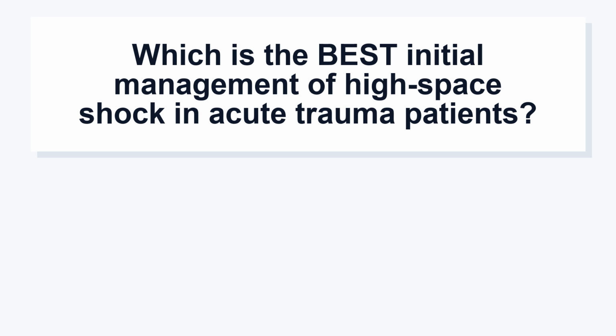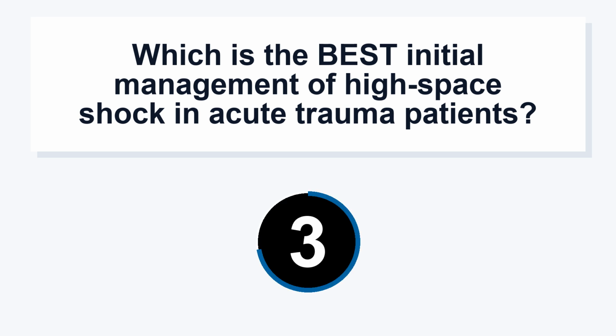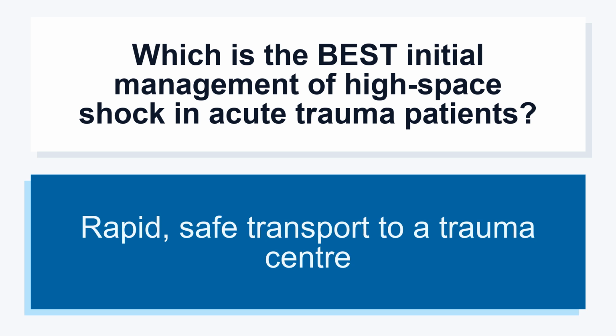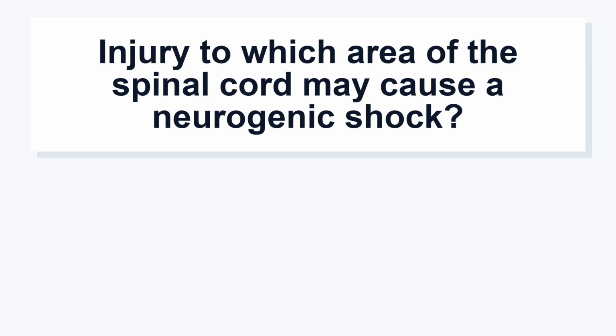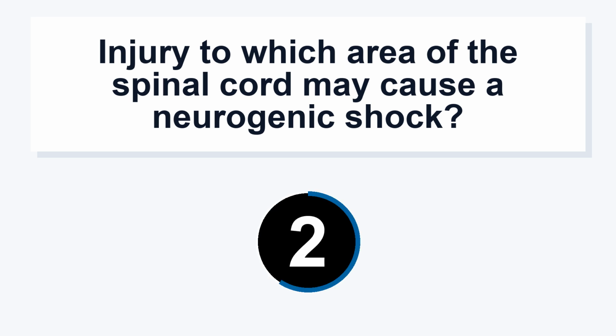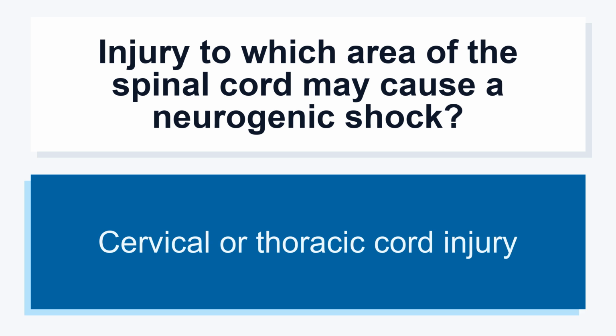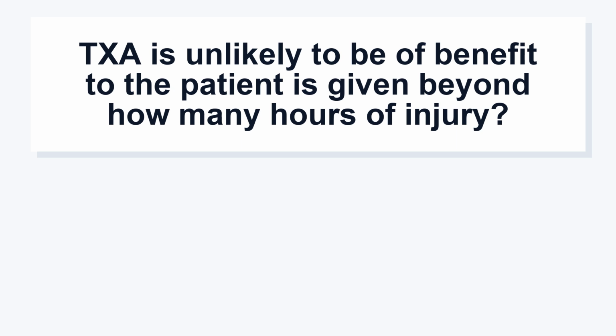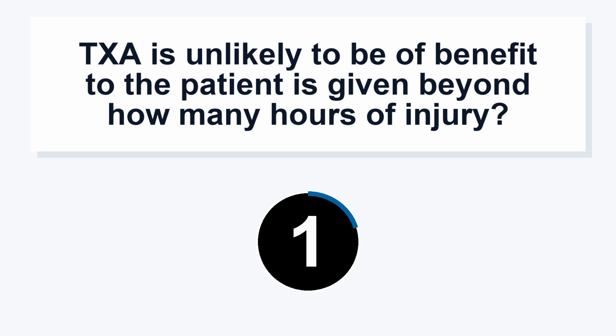Which is the best initial management of hypovolemic shock in acute trauma patients? Rapid, safe transport to a trauma center. Injury to which area of the spinal cord may cause neurogenic shock? Cervical or thoracic cord injury. TXA is unlikely to be of benefit to the patient if given beyond how many hours of injury? 3.